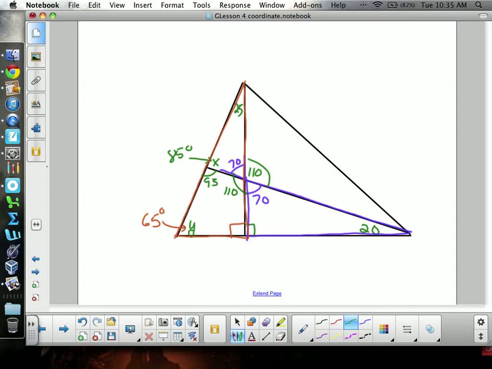You just keep asking, okay, what do I know? If I can't find the one I'm looking for right away, which one can I figure out? And how does that help me with the next one? How does that help me with the next one? Okay, yes. 19, sure.